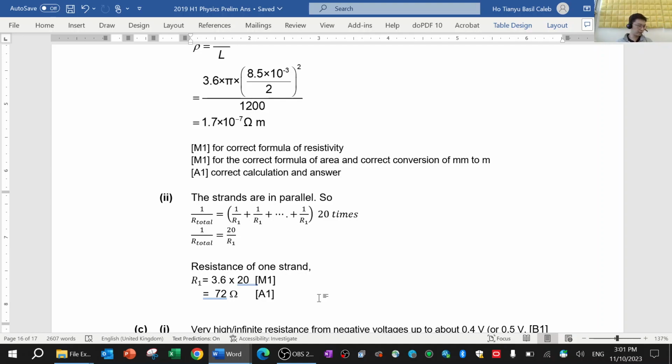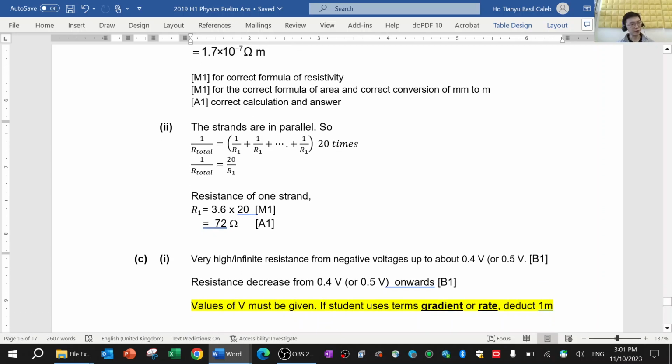So you get 1 over R, where R1 is the resistance of one strand, 20 times. If you do it 20 times, it's basically 20 over R1. So if you rearrange, R1 must equal the resistance of the cable, which is R total, times 20. So you have this, and therefore the answer is 72 ohms. No problem at all.